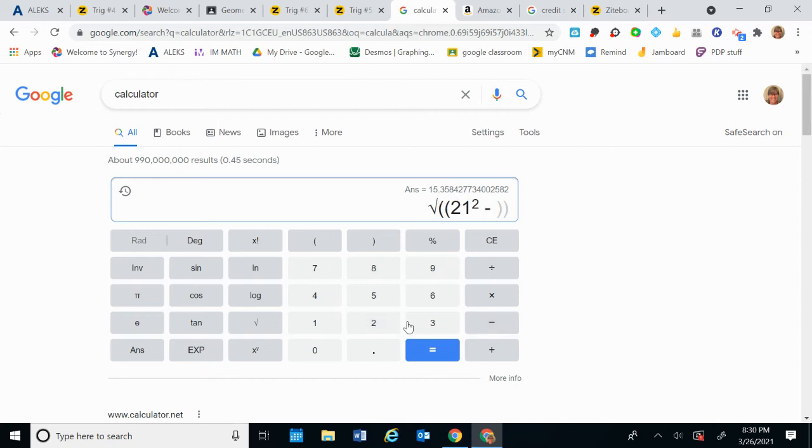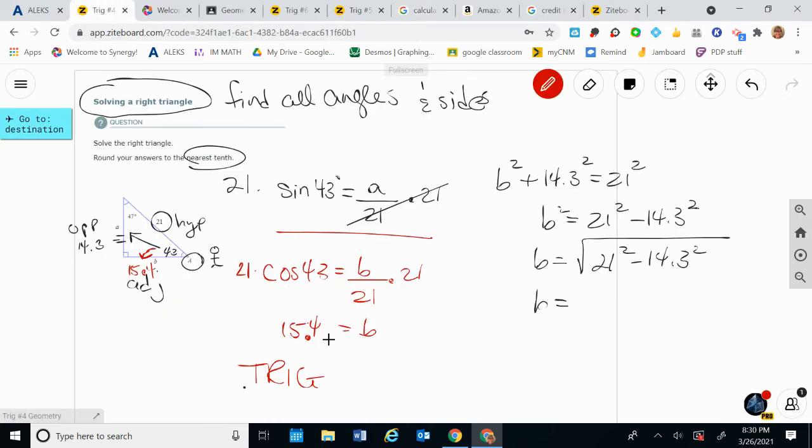21 squared minus 14.3 squared. Okay, look, you get 15.4. Hey, that actually is the same. Oftentimes they differ by 1/10. They hardly differ by more than 1/10, okay?